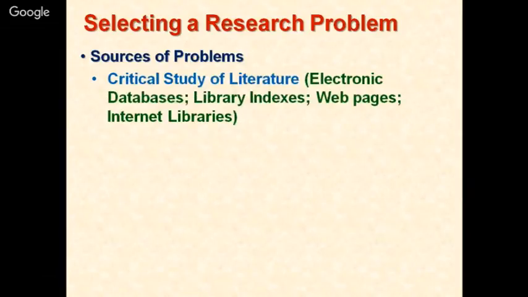Another source of problem could be critical study of literature. Now you want to do an ME thesis or PhD thesis. The first thing your guide would say to you is, go to the library and first of all identify the broader area. After having found interest in a particular area, he will tell you to review the literature on that particular topic.